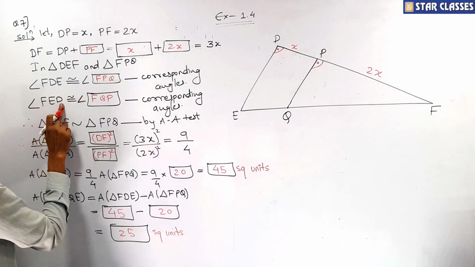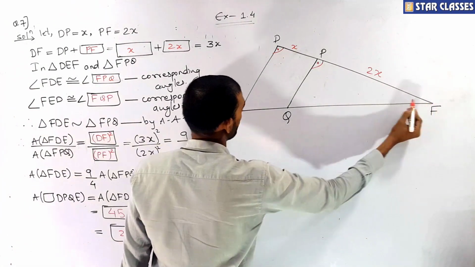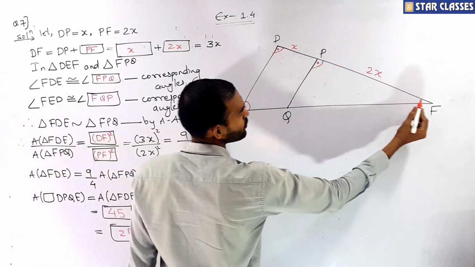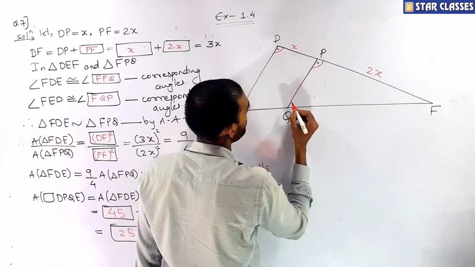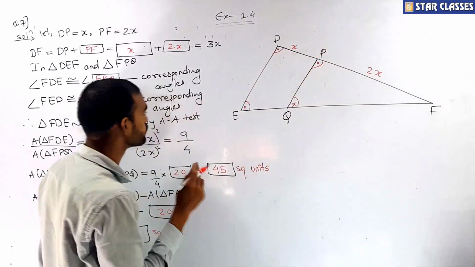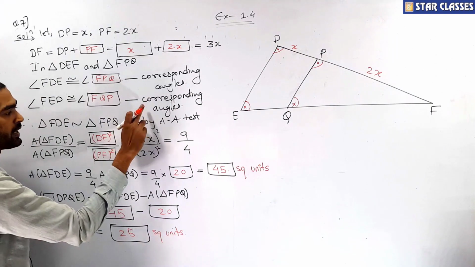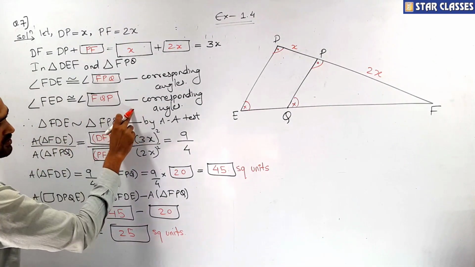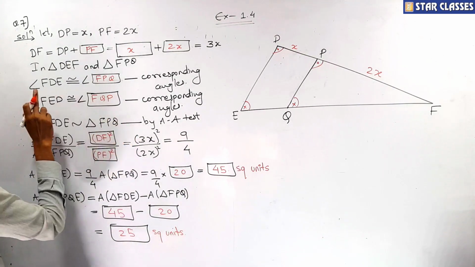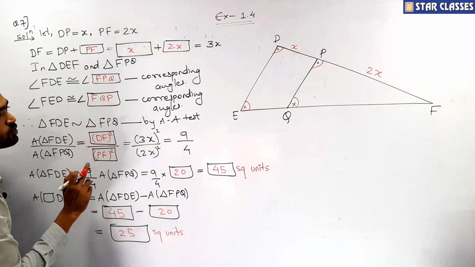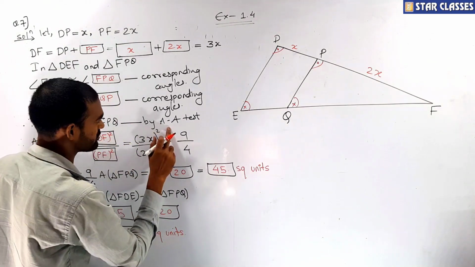Next one, angle FED. Let us check. This angle FED is congruent to angle FQP. Again, they are making the alphabet F, so F will give you corresponding angles. Clear, everyone? So with the help of these two tests, we can say triangle FDE is similar to triangle FPQ. Reason? By AA test.